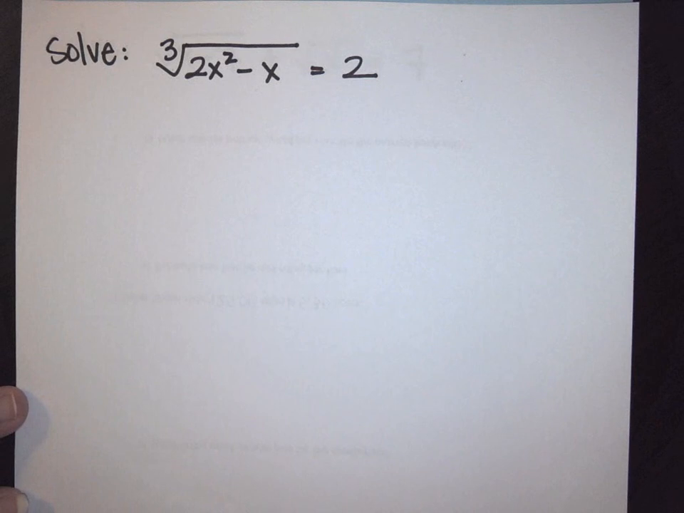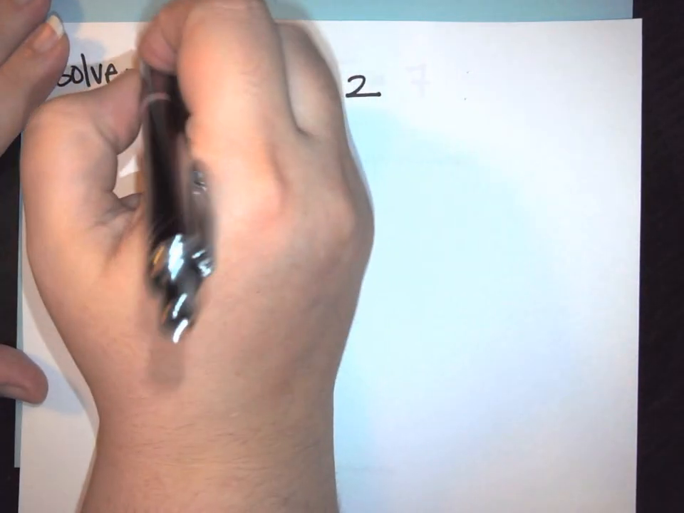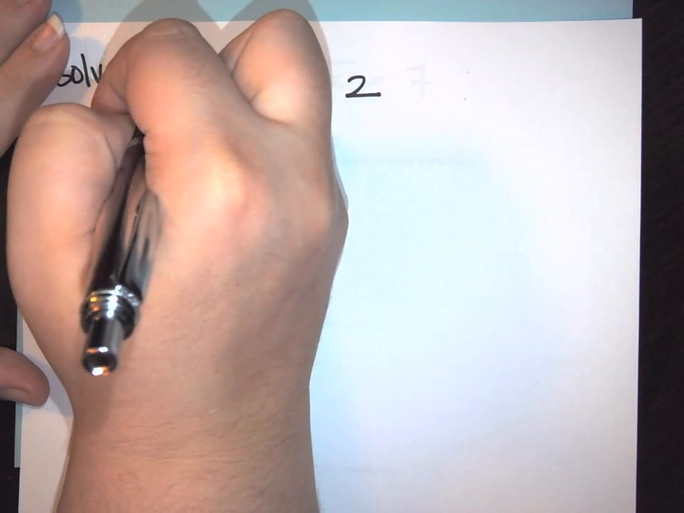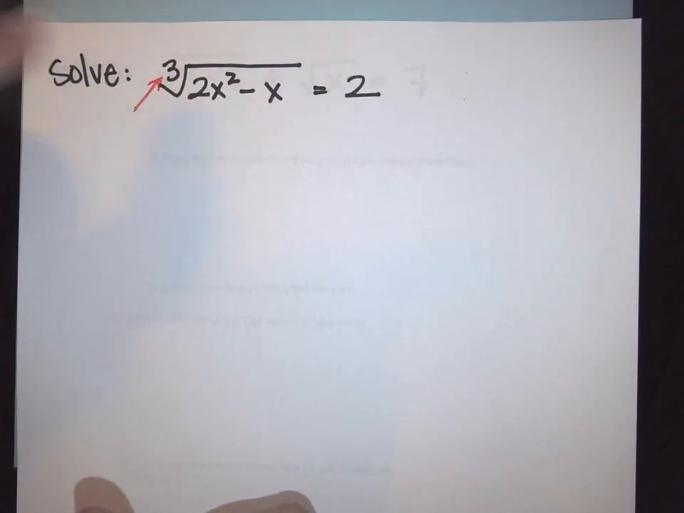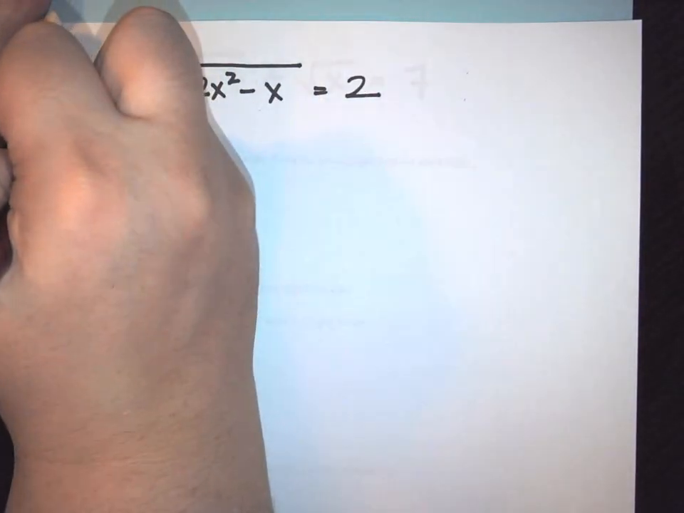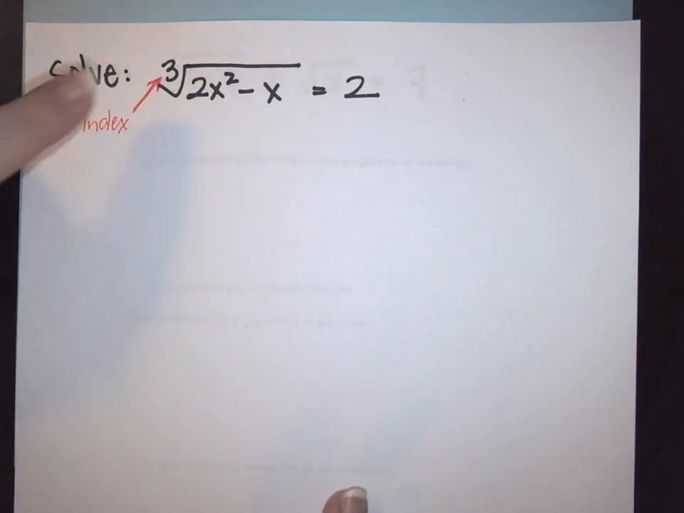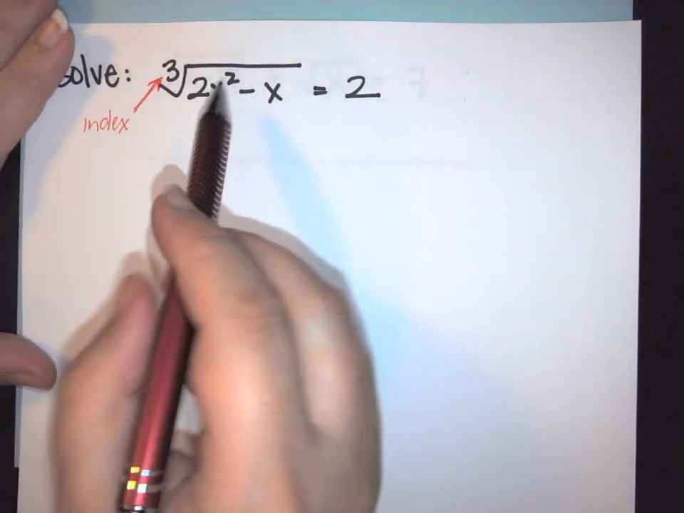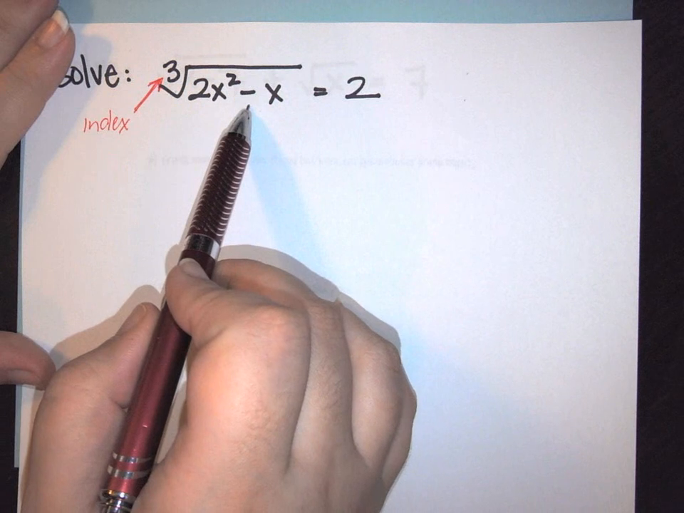Solving radical problems or equations can be fairly simple as long as you pay very close attention to the index value. As you can remember, the index value is the tiny little value housed right outside your radical. This would be your index, and it tells you the power of this radical.